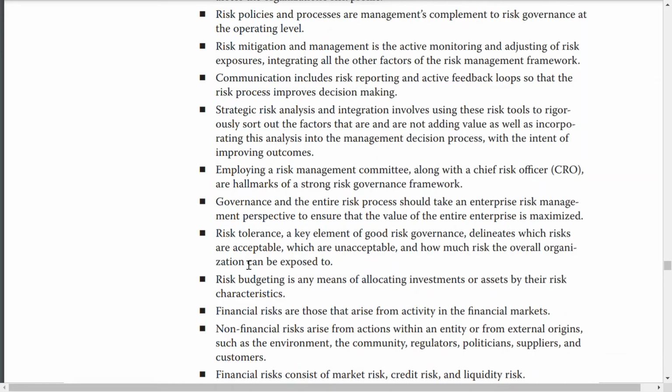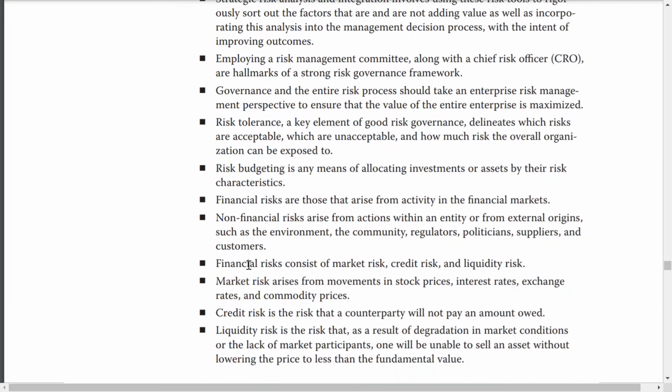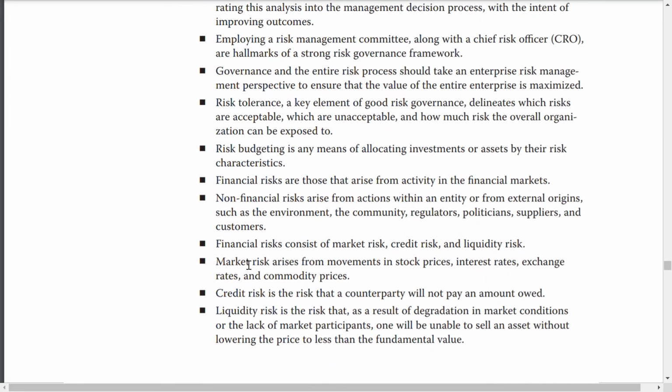Employing a risk management committee along with a chief risk officer, the CRO, is a hallmark of strong risk governance frameworks. The entire risk process should take an enterprise risk management perspective to ensure that the value of the entire enterprise is maximized. Risk tolerance, a key element of good risk governance, delineates the acceptable risk from the unacceptable, and how much risk the overall organization can be expected to take.